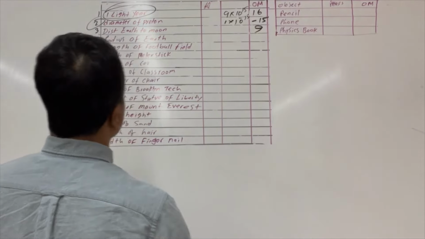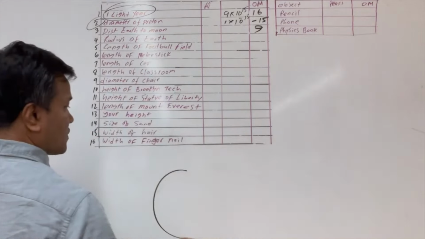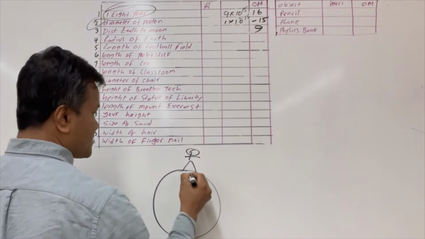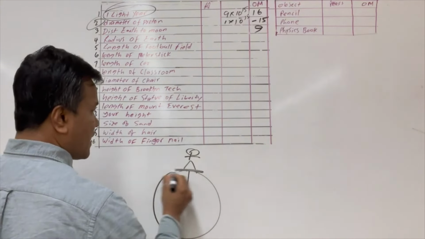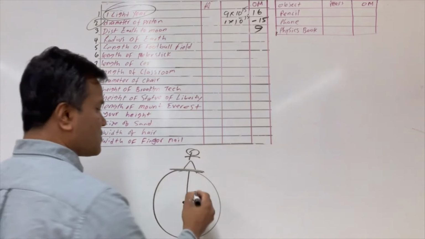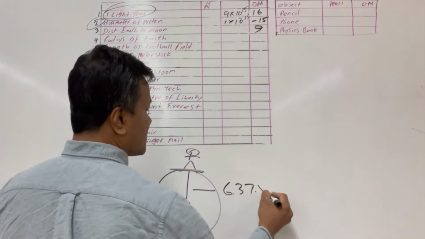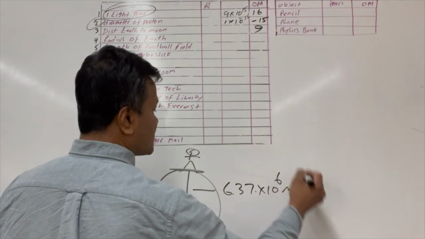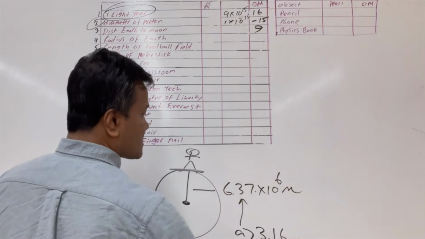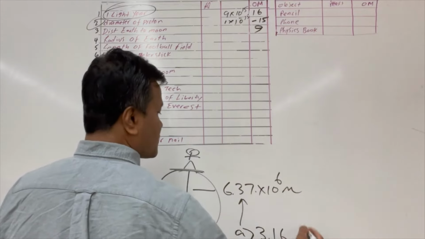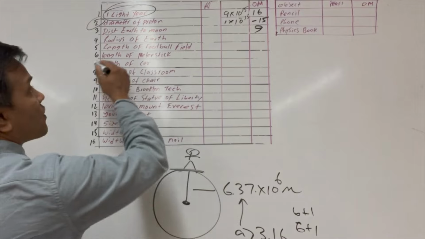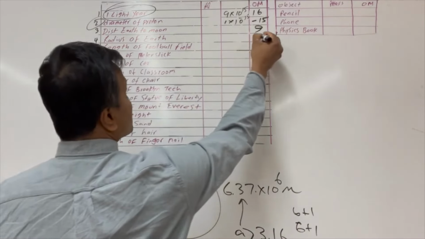Okay, good. Now, radius of Earth. So this is Mr. Bari, and the radius of Earth is the distance from Mr. Bari's feet to the center of the Earth. If you dig all the way, how much do you have to dig? 6.37 times 10 raised to 6 meters. All right. This is A. A is bigger than 3.16. So then you have to write B plus 1, so 6 plus 1, 7. So the order of magnitude of the radius of the Earth is 7.